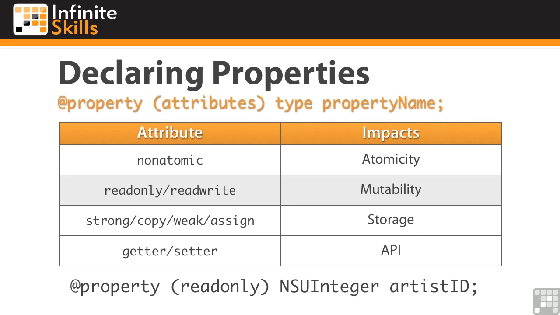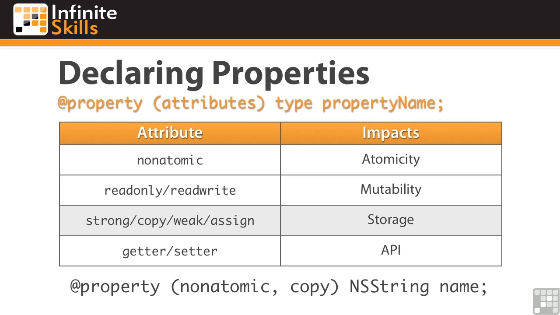The next is read-only or read-write. By default, properties are read-write. This means when the compiler generates the code, it will create methods to both get and set a property. If we want to only generate the getter, we can specify read-only. We also have a number of attributes relating to the storage of a property. Specifically, these attributes impact how the setter method gets implemented. Let's talk through what these mean.